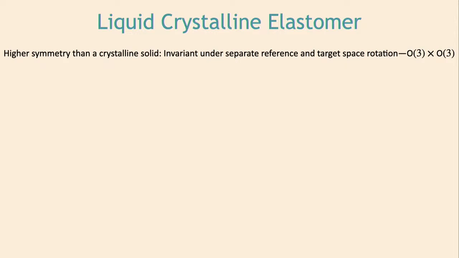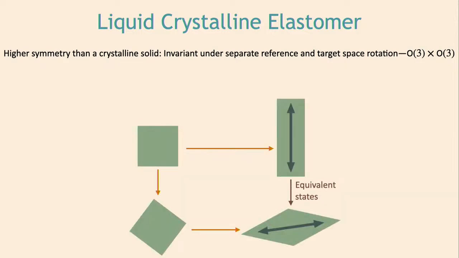So in the reference state, these are isotropic. In the target space, they're anisotropic. Okay, and you can see that basically it can align in any direction you want. So if it could align in this direction, I could rotate it, and it could align in a different direction. Those two states are configurationally different, but energetically the same. So you can go from this state to this state in a liquid crystalline elastomer without costing any energy.